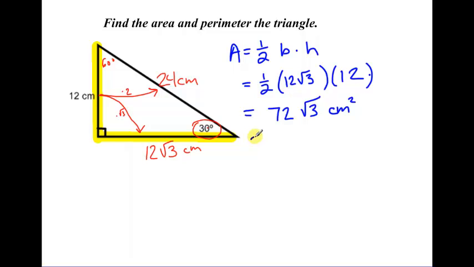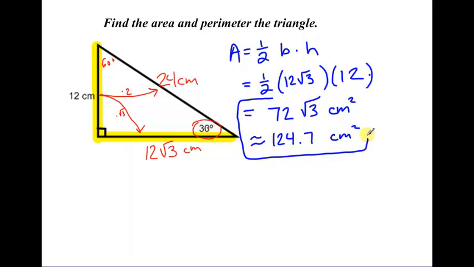But if I want to go into decimal, let's just put both answers down. So the decimal value for that, multiplying the 72 by radical 3, is going to give me about 124.7 if I'm rounding to the tenths. Okay, so let's box them both. One's an exact answer, one's our approximation. I like them both. Okay, before we leave this, let's do the perimeter by adding all 3 sides up.